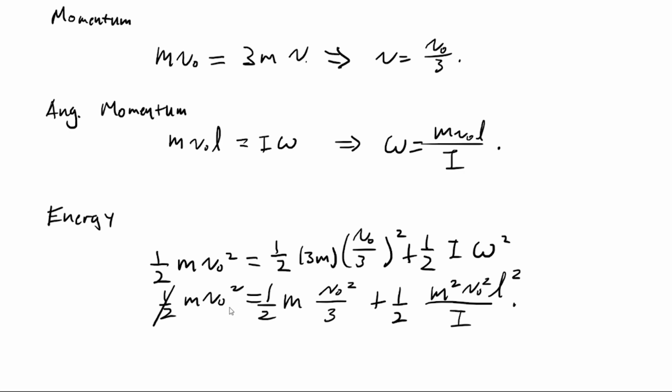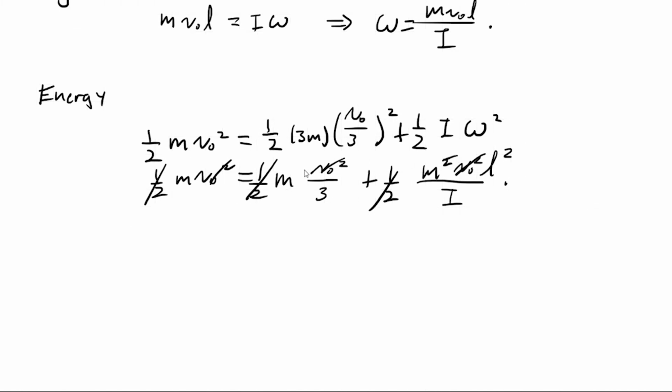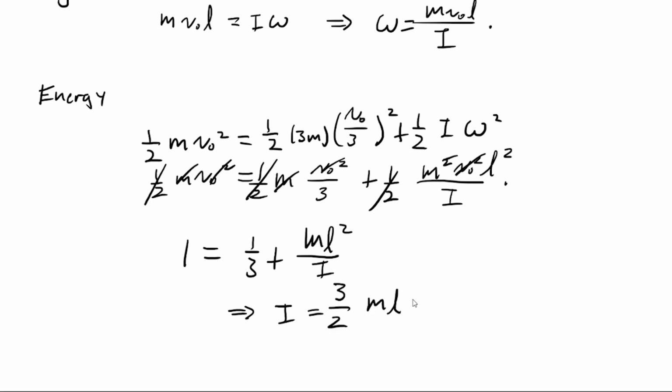So we can cancel some things here. Let's cancel all the 1/2s, the v0 squares, and the m's. What we're left with is 1 equals 1/3 plus m L squared over I, and that gives, moving over the 1/3 to get 2/3, and then multiplying over 3 halves and multiplying over the I, I equals 3 halves m L squared.